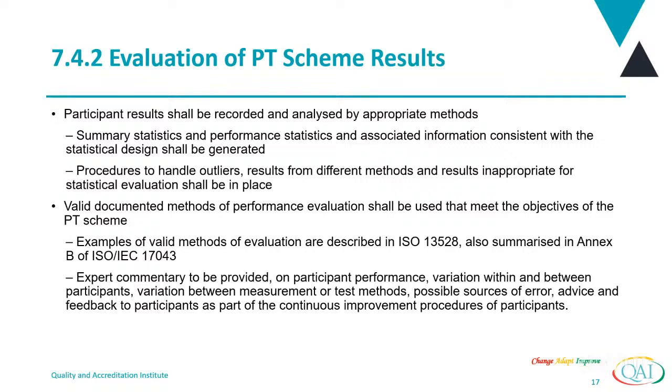Further, after the complete analysis of the data is done, there comes the evaluation of the PT scheme results, which include the participants' results that shall be recorded and analyzed using appropriate methods. Into this, the summary statistics and performance statistics are associated. Information consistent with the statistical design shall be generated. Procedures to handle outliers, results from different methods, and results inappropriate for statistical evaluation shall be in place. A valid documented method of performance evaluation shall be used that meets the objectives of the PT scheme.